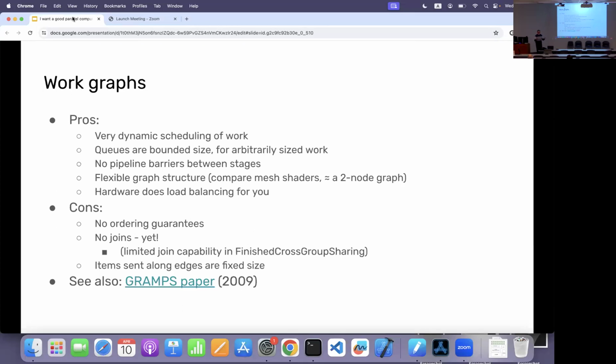And also, those edges are modeled as queues. And so you don't need a buffer to store the entire problem. You can stream the data. You don't have to worry about how big it is, how much memory it takes. It can just stream the data.